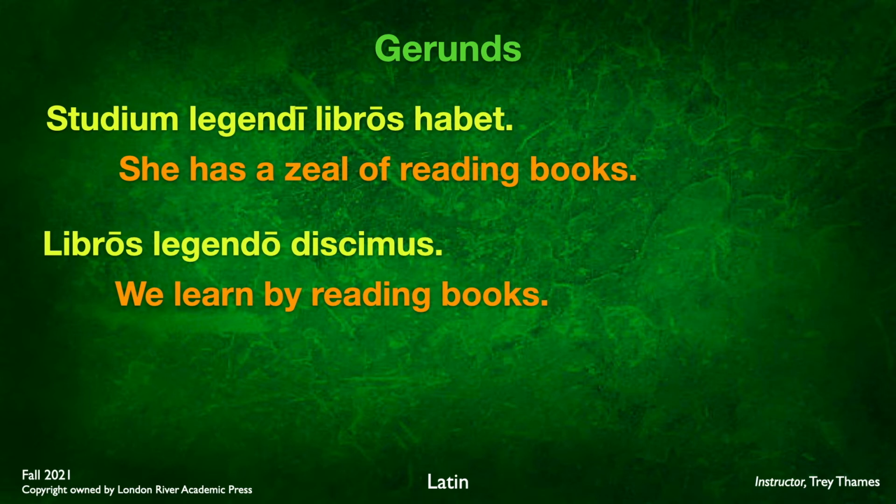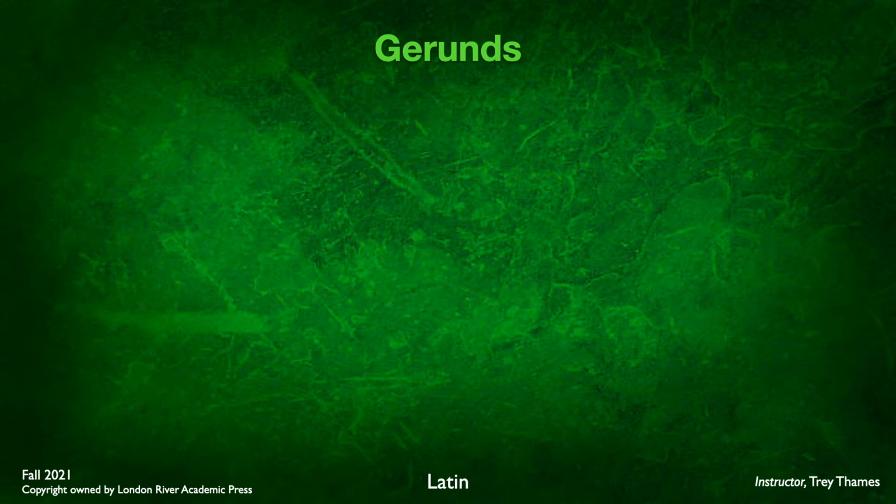Here's another example, libros legendo discimus. Discimus, we learn. Present tense, first person plural. We learn. Legendo here is our ablative gerund, by reading libros, books. We learn by reading books. And two more examples from Wheelock here.